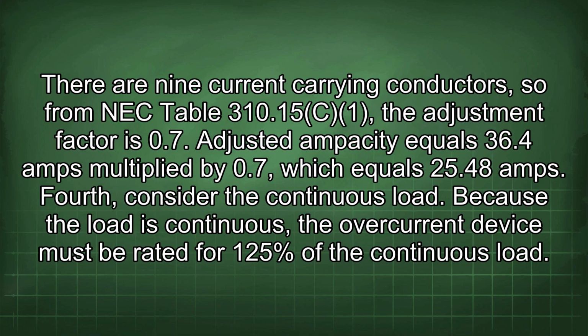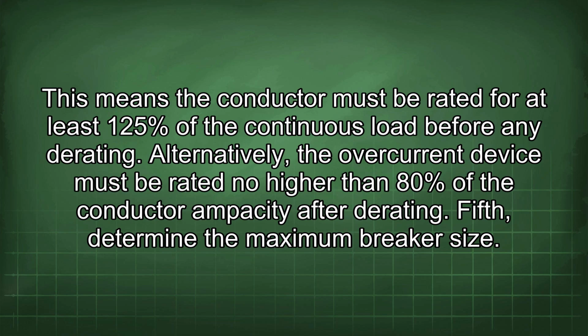Fourth, consider the continuous load. Because the load is continuous, the overcurrent device must be rated for 125% of the continuous load. This means the conductor must be rated for at least 125% of the continuous load before any derating. Alternatively, the overcurrent device must be rated no higher than 80% of the conductor ampacity after derating.